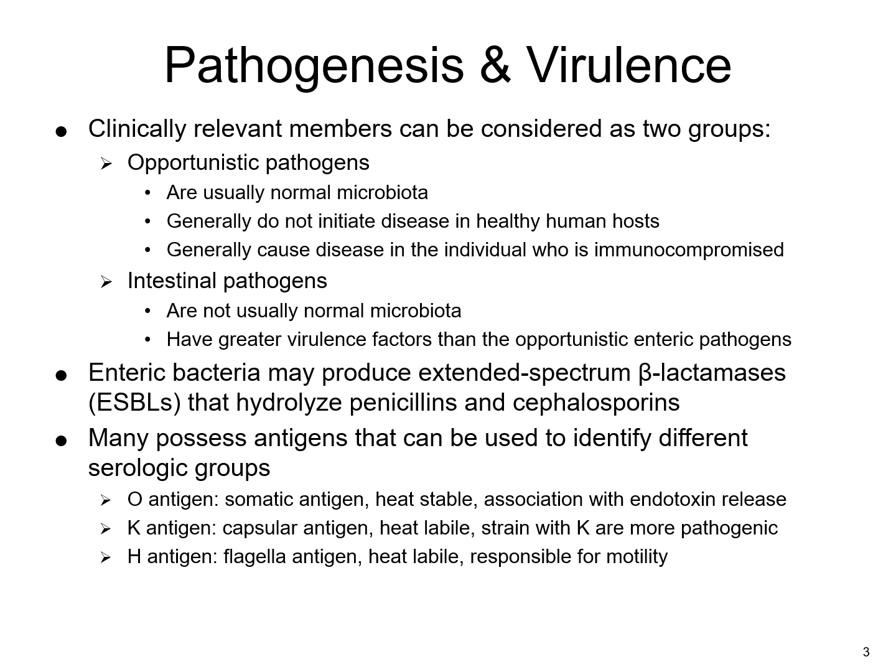Enteric bacteria may produce an extended spectrum beta-lactamase that will hydrolyze penicillins and the cephalosporins. Many of these organisms also possess antigens that can be used to identify the different serological groups. These antigens are divided out into the O antigen, K antigen, and the H antigen. Each of these has a different mode of virulence, to prevent the host from attacking these organisms, destroying them, and removing them from the body.